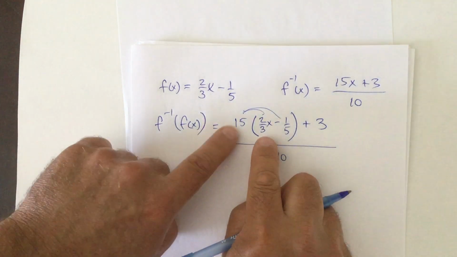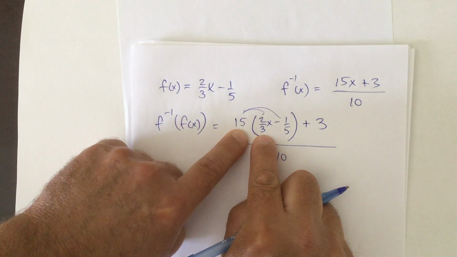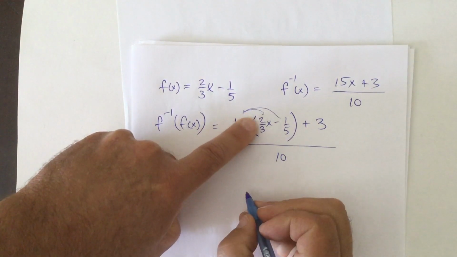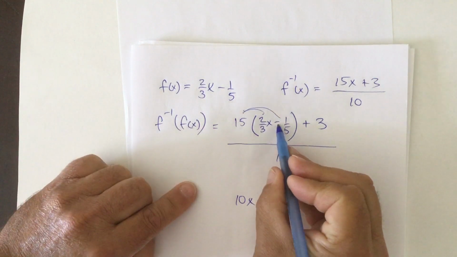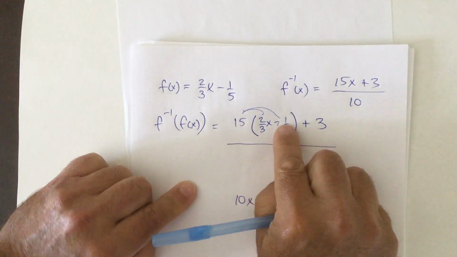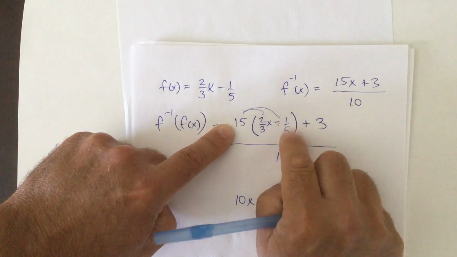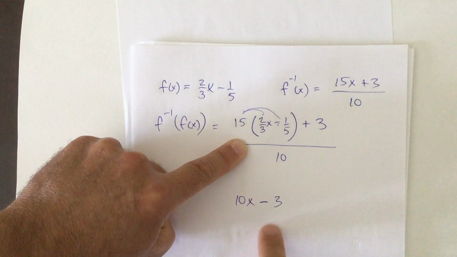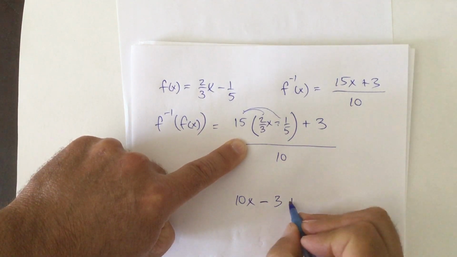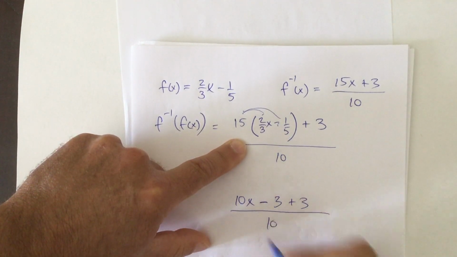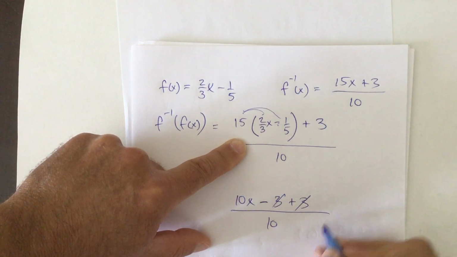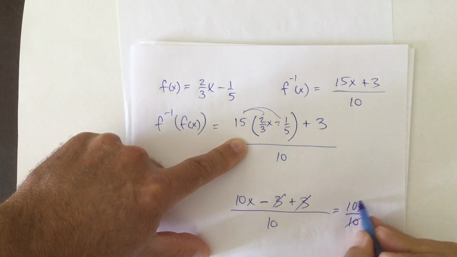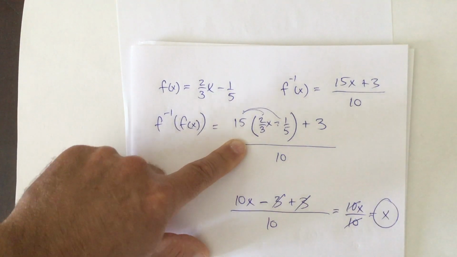If I distribute this, 15 times 2/3, heck, 3 goes into 15, 5 times that, I end up with 10x minus, and I'm just working in the numerator, 15 times 1/5, I get 3. So when I multiply it, I get 10x minus 3, plus 3 more, and the whole thing is divided by 10. Well, this takes out this, so I end up with 10x over 10. And then 10 goes, bam, sweet, I'm there.